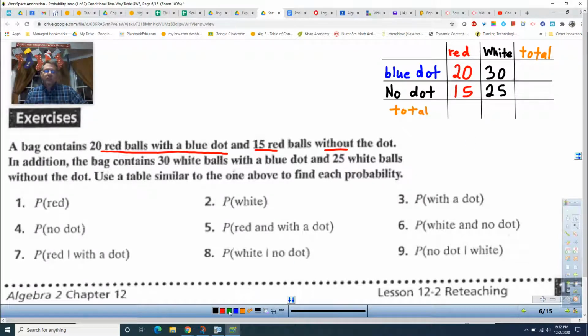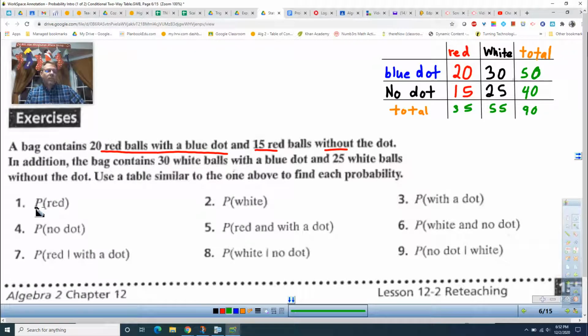Okay, and I remember I mentioned to you that you want to go ahead and fill in these totals because they're not going to give them to you a lot of times. So there's your 35, there's 55, and that's 50, and 30, 40. So 50 and 40 make 90. 35 and 55 make 90 as well. So we did good.